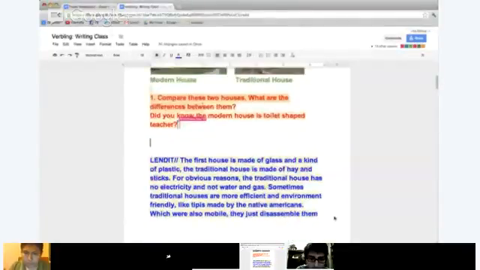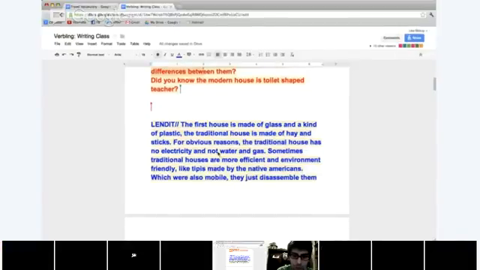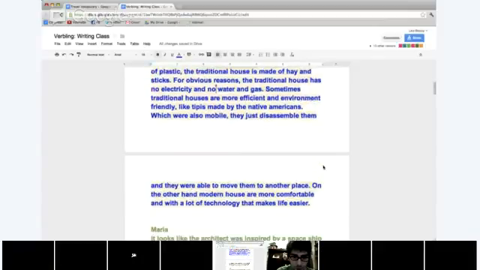The first house is made of glass and a kind of plastic. The traditional house is made of hay and sticks. For obvious reasons, the traditional house has no electricity and no water and gas. Sometimes traditional houses are more efficient and environment-friendly, like teepees made by Native Americans, which were also mobile. They just disassembled them and they were able to move them to another place. On the other hand, modern houses are more comfortable and with a lot of technology that makes life easier.